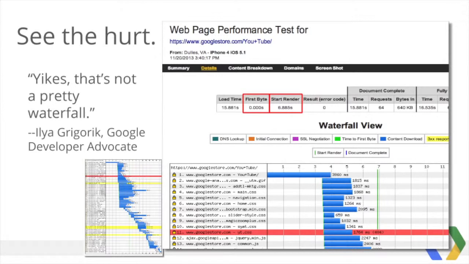The waterfall visually represents why the page load time was over 15 seconds. The blue bars are content downloads required to load the page. For the page to start rendering, it required nearly 7 seconds. With this performance, my site is essentially expecting a YouTube shopper to wait 7 seconds to receive any visual feedback, and over 15 seconds for the entire page to load.